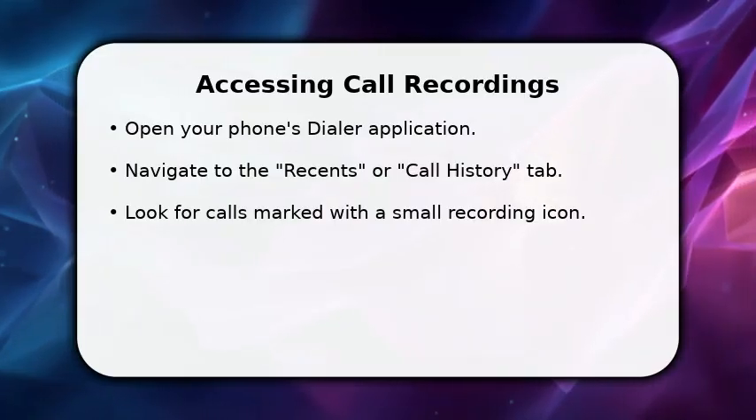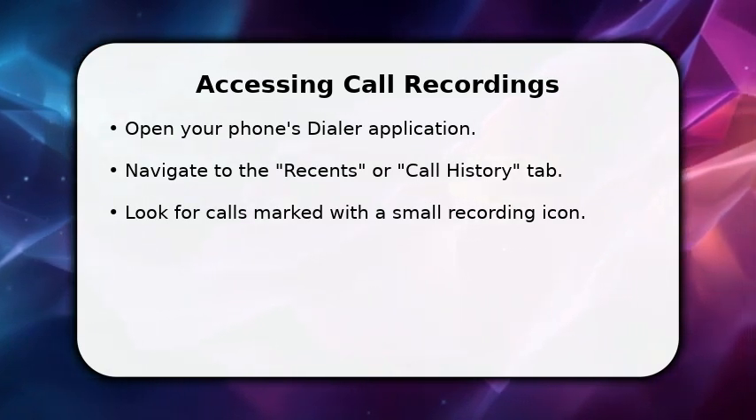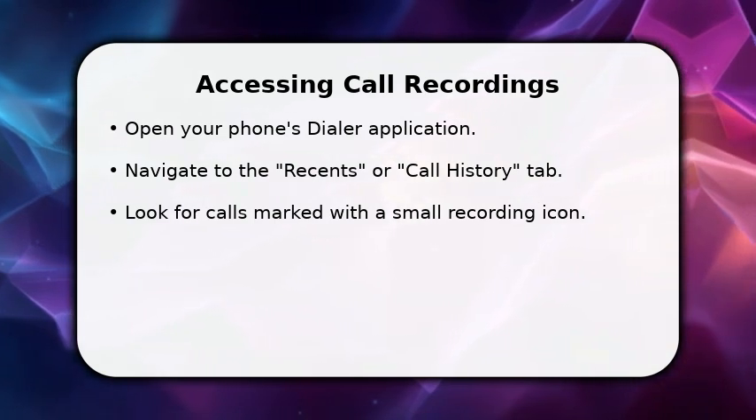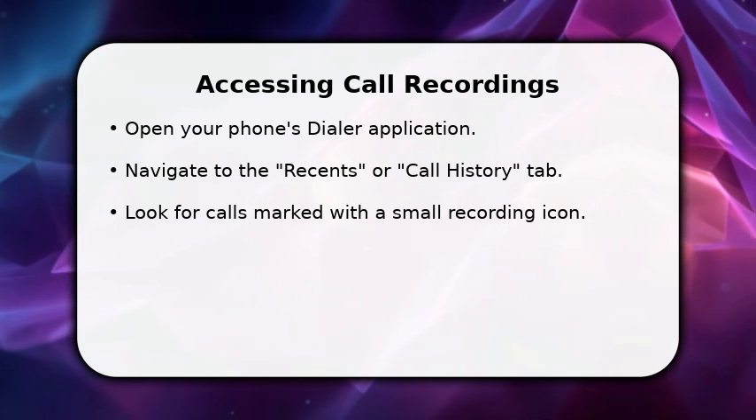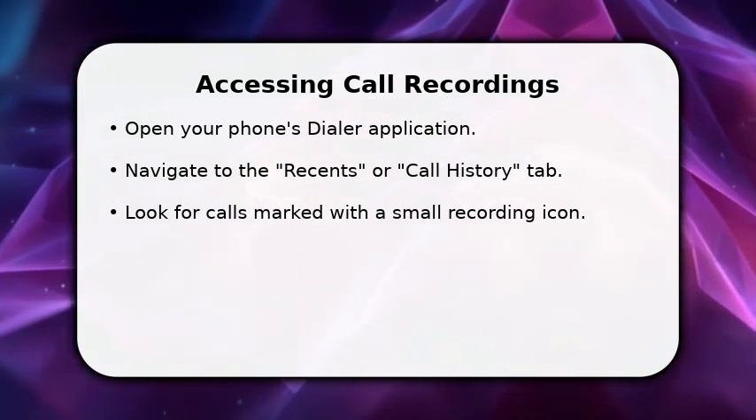In this video, I will explain how to play call recordings on your Realme device. First, open your phone's dialer application, which is usually represented by a phone icon. Next, tap on the Recents or Call History tab to view your past calls. You will then see a list of your recent conversations.